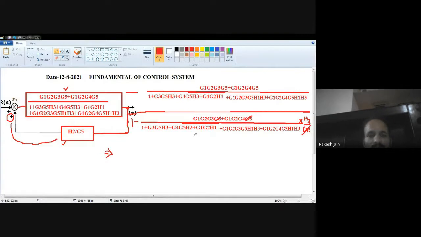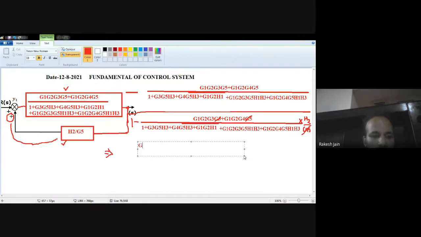Okay, now see, the denominator and the numerator have the same LCM, that is 1 plus G3 G5 S3 plus G4 G5 S3 plus G1 G2 H1 plus G1 G2 G3 G5 H1 S3 plus G1 G2 G4 G5 H1 S3. So the LCM is same, that's why they will be cancelled out. So what will be the answer? G1 G2 G3 G5 plus G1 G2 G4 G5.